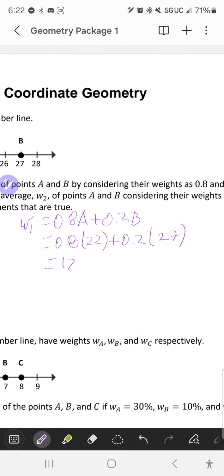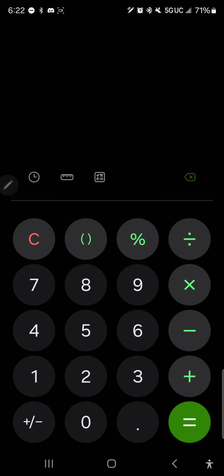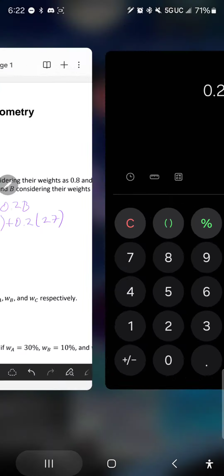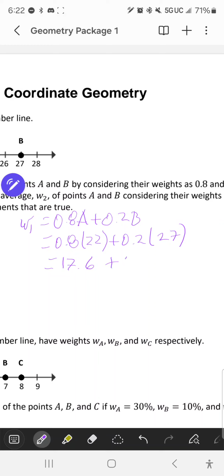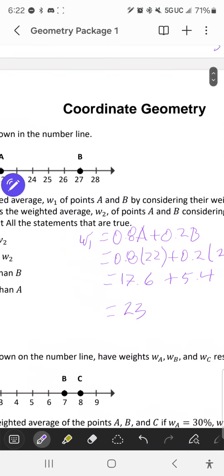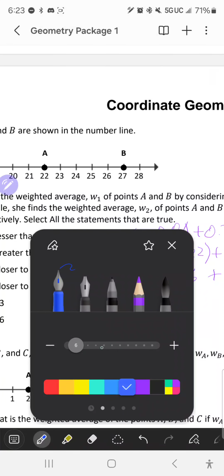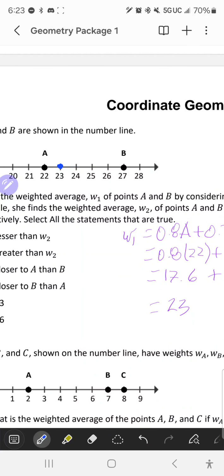17.6, and then 0.2 times 27, which is 5.4, and we add the results and we get 23 if I'm not mistaken. Yep, 23. And now, so this, I'll make it, is going to be W1.